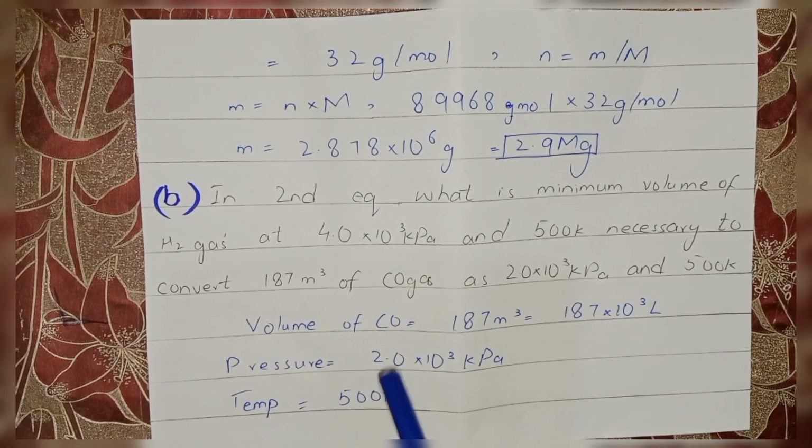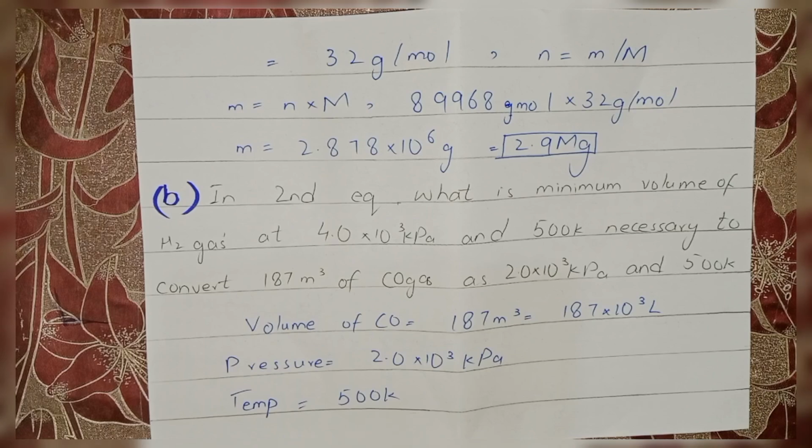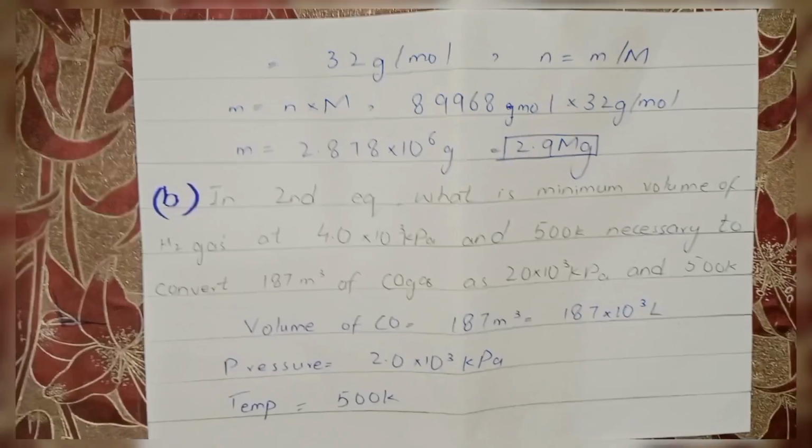First of all, the volume of the carbon monoxide is 187 meter cube, which we know that 1 meter cube is equal to 10 raised to power 3 liters, so volume will become 187 into 10 raised to power 3 liters. Pressure is 2.0 into 10 raised to power 3 kilopascal, and temperature is 500 Kelvin.